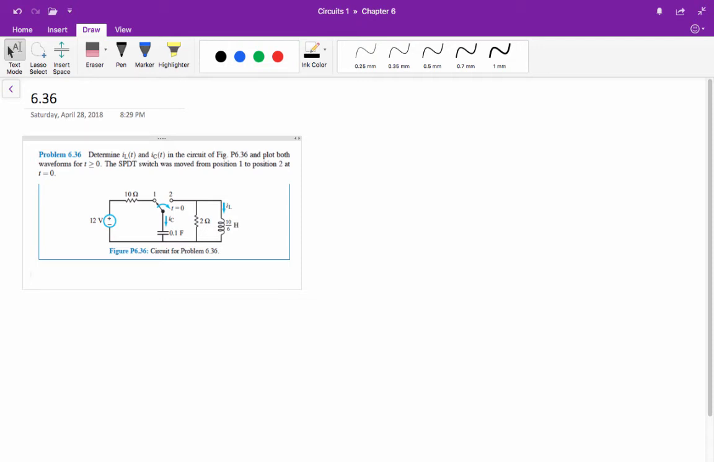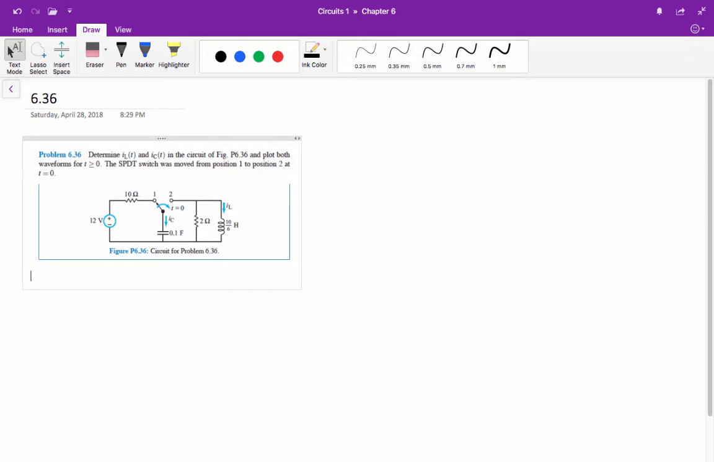This is problem 636, and we'll do it using Laplace transforms. So we have our circuit here, and as always with Laplace transforms, we need to find IL of 0 minus, which is the same as IL of 0, and VC of 0 minus, which is the same as VC of 0. We can tell that this is a parallel RLC circuit, and that'll help us decide how we want to do the transform.